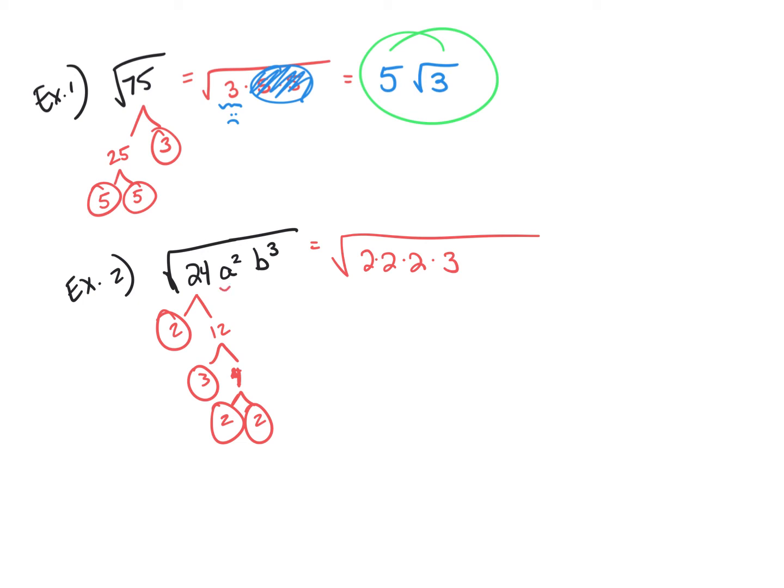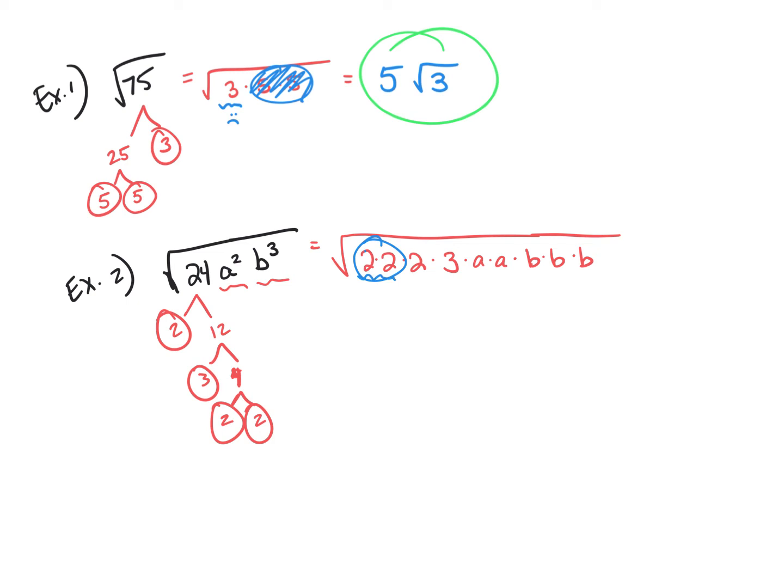And then I've also got these a's. Remember that a squared is the same thing as saying a times a. And b cubed would be like saying b times b times b. So good thing we learned all that stuff. Now again, same deal. We're looking for doubles.